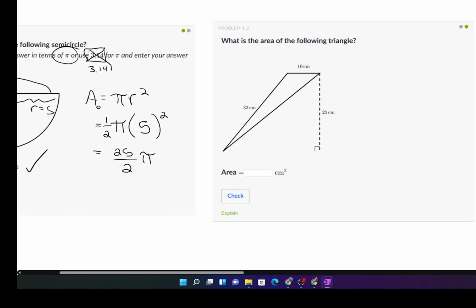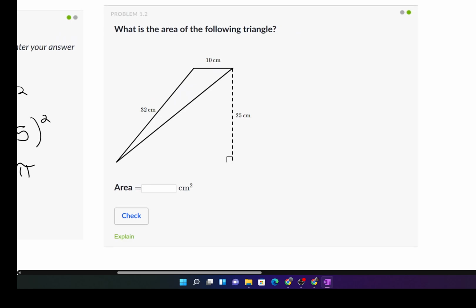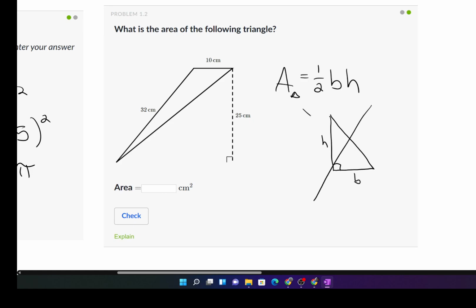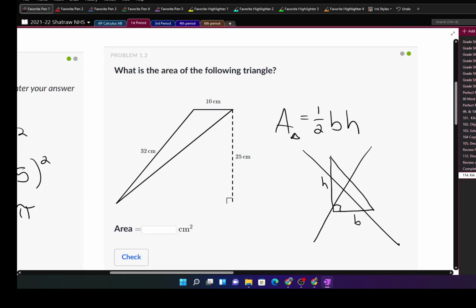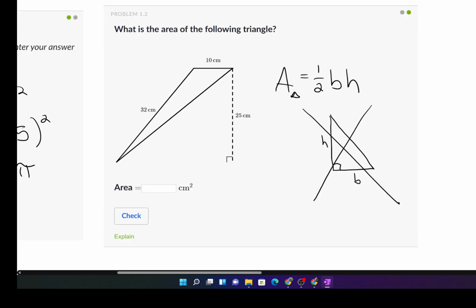Now, the area of a triangle is always tricky for you guys. The area of a triangle is 1/2 the base times the height. But if you don't have a right triangle, then how do you know what the height is? Okay, so if it's a right triangle that looks like this, then this could be the base and this is the height. But we don't have a right triangle, so we don't know what the base and the height is unless we look at the picture very carefully. So I'm looking at this picture very carefully.